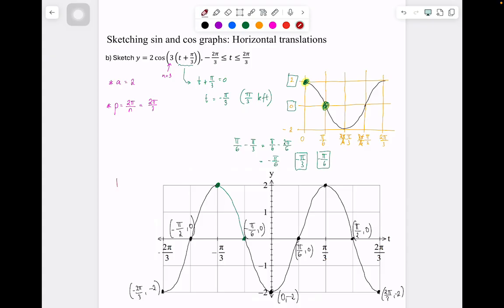So 1 mark goes to our shape, 1 mark goes to our endpoints, and 1 mark goes to our axial intercepts.